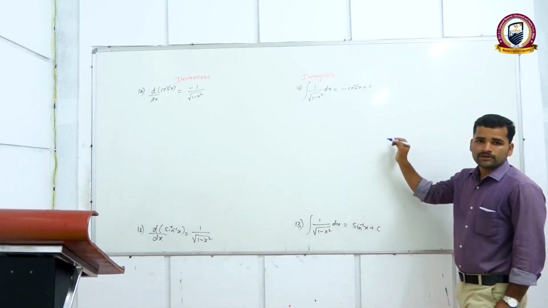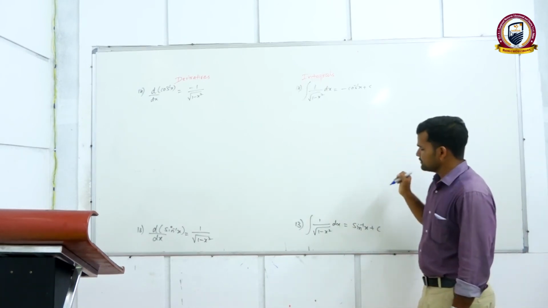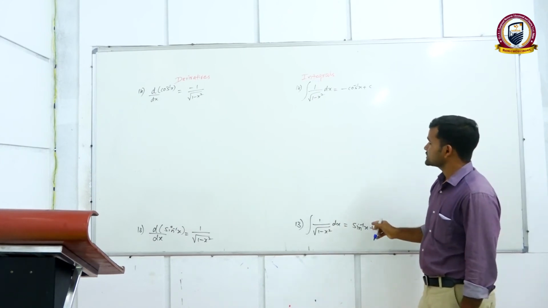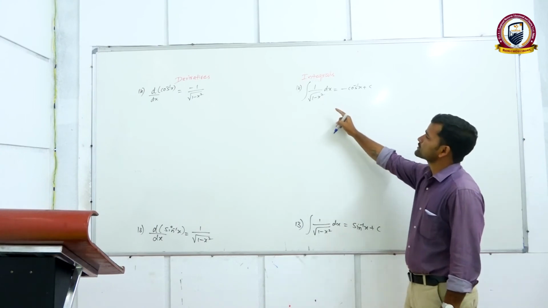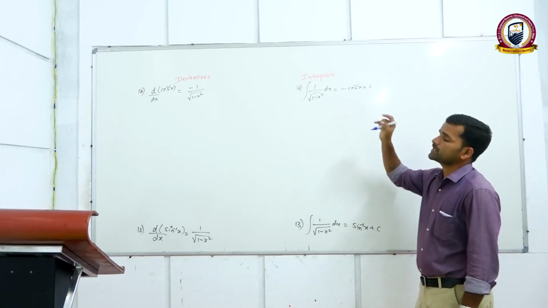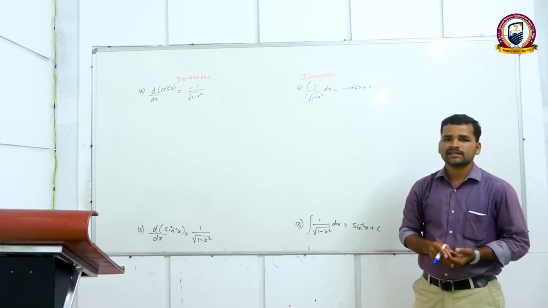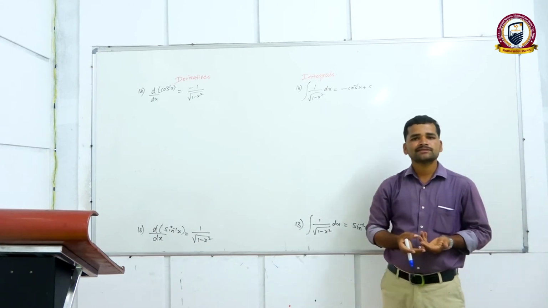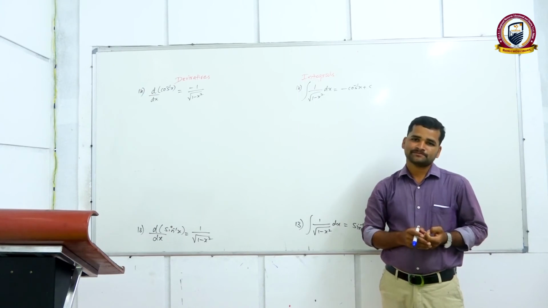You observe the formula number 13 and the formula number 14. What is happening here? 1 by square root of 1 minus x square into dx. This is sine inverse of x. Here also integral of 1 by square root of 1 minus x square into dx, I am writing minus cos inverse of x plus c. Then you may ask the question here like, sir, is that sine inverse of x is equal to minus cos inverse of x? So that is the beauty of integral here.